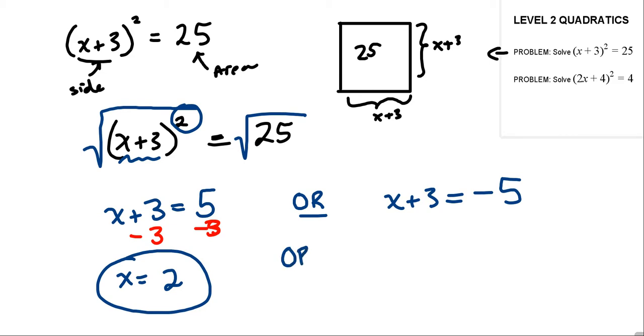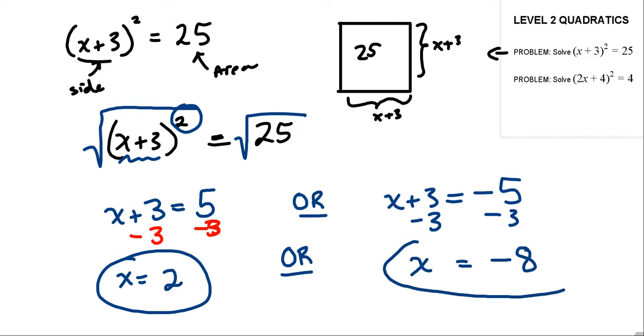Or we take away 3 from this side: negative 5 minus 3 more is negative 8. So there are two possibilities of values for x.